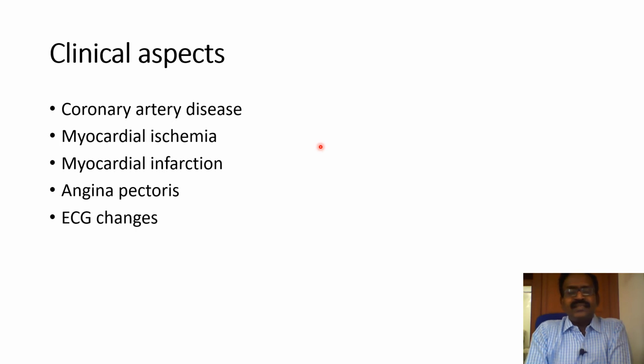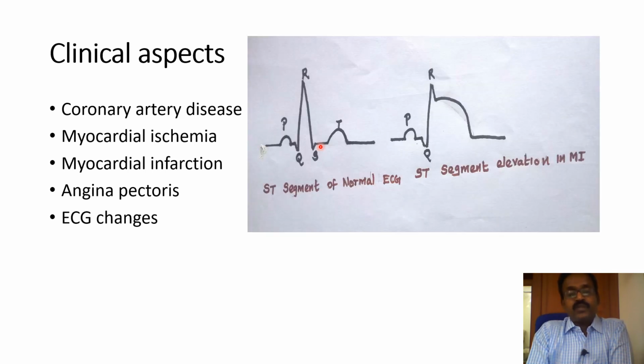In the ECG changes in myocardial ischemia, the ST segment is elevated. See, in a normal ECG, the ST segment is the isoelectric line. In myocardial infarction, the ST segment is elevated. This is the differentiating point between the normal ECG and myocardial infarction. So immediately we can save the patients.